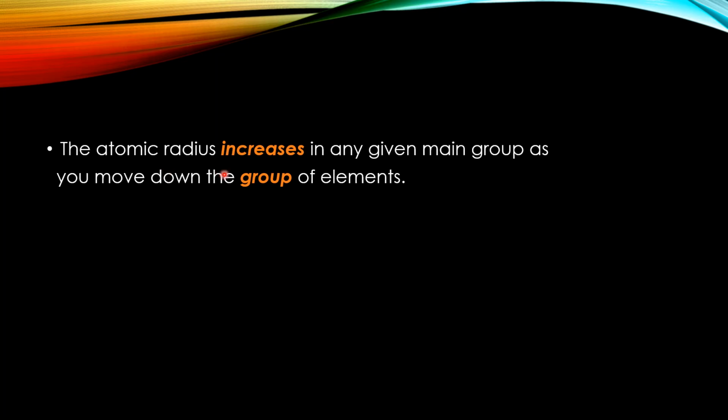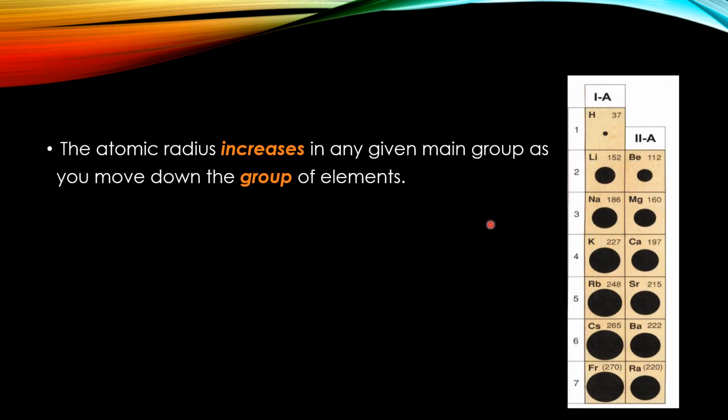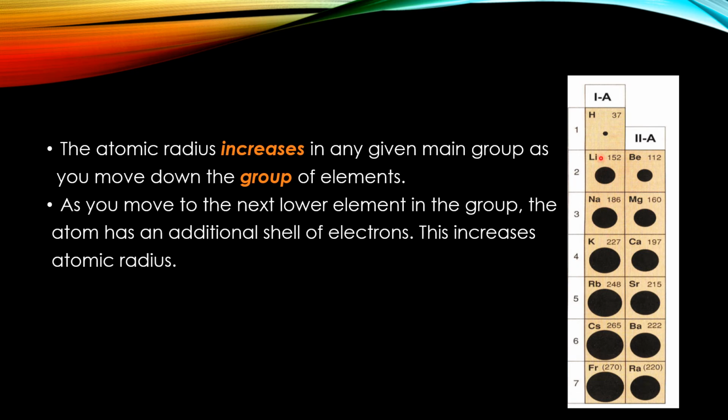So the atomic radius increases in any given main group as you move down the group. Here you can see that two groups are given, first A and second A, from hydrogen, lithium, sodium, potassium, rubidium, cesium, francium. You can see the size of the atom is increasing gradually. Why is the size of the atom increasing? As you move from one element to the next in the group, what happens? Additional shells are added here.